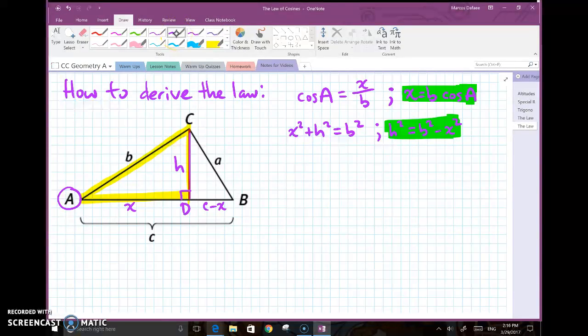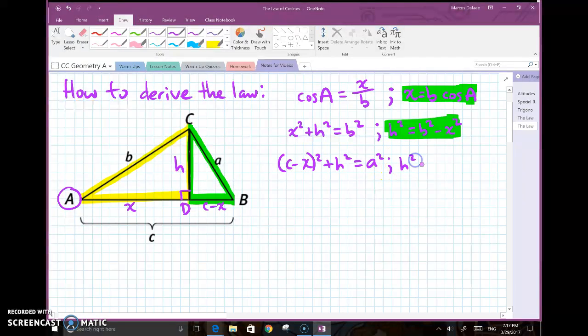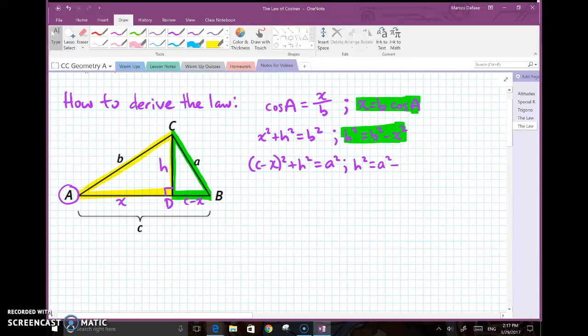What I also see is that this smaller triangle, which is over here, is also a right triangle. And so because of that, I can also use the Pythagorean theorem for that. It would say that (c minus x) squared, because that's the whole leg down there, plus h squared is equal to a squared. Now, I need to expand (c minus x) squared, but I'll do that later. What I want to do at the moment is solve this for h squared. So h squared is equal to a squared minus the quantity (c minus x) squared.